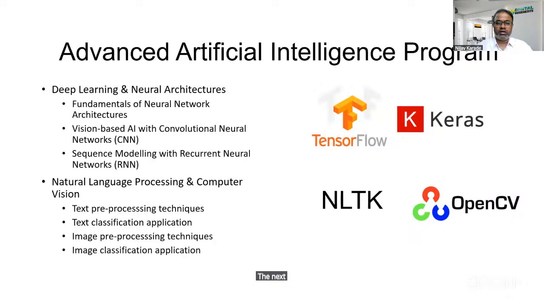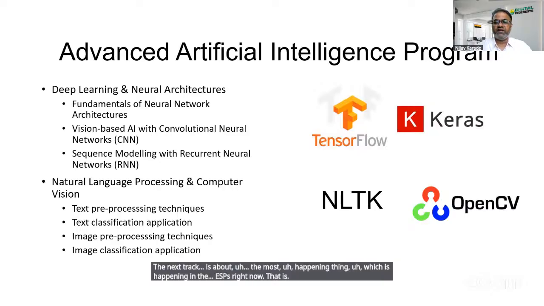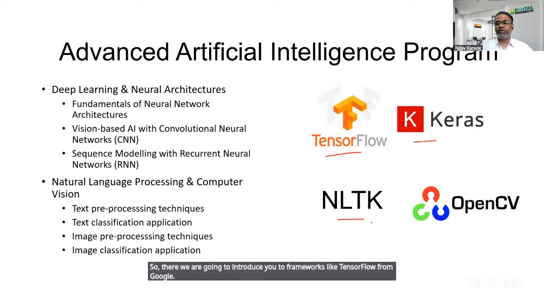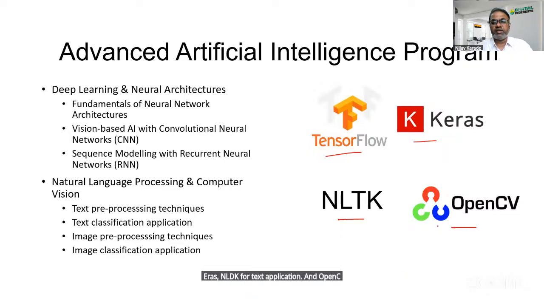The next track is about the most happening thing in the AI space right now. That is artificial neural networks, also known as deep learning. Here you will learn how to develop these deep learning models, which are typically used for image processing and natural language processing applications. There we are going to introduce you to frameworks like TensorFlow from Google, Keras, NLTK for text applications, and OpenCV for image processing applications. So this includes everything, preprocessing of image and text data and then building an AI model on top of it.